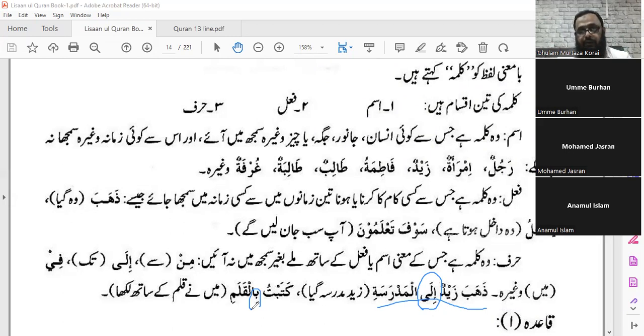Likewise, the harf in Arabic works like a preposition. It cannot give meaning on its own. It is almost always used before a noun, and without being added to a noun, it does not convey meaning on its own. So Dhahaba Zaydun ilal madrasati, Zayd went towards the seminary, towards school. Katabtu bil qalam, I wrote with pen. Alhamdu lillahi, all the praises for Allah. Lillahi, so lam is attached with Allah, and it is able to give its meaning.